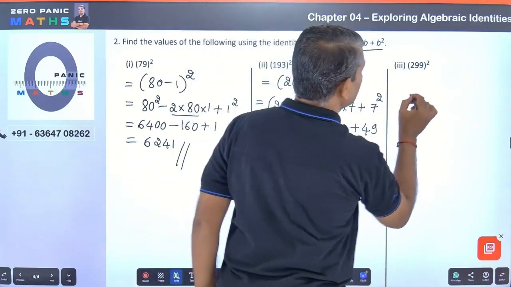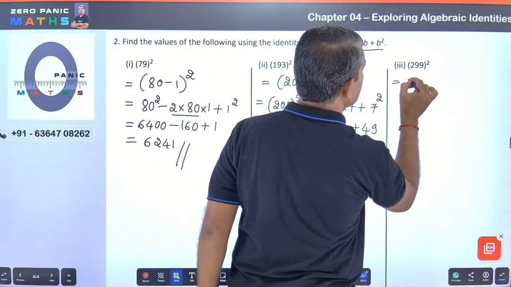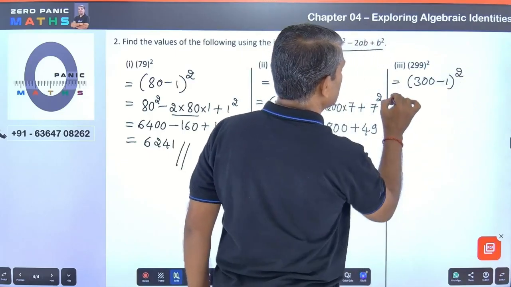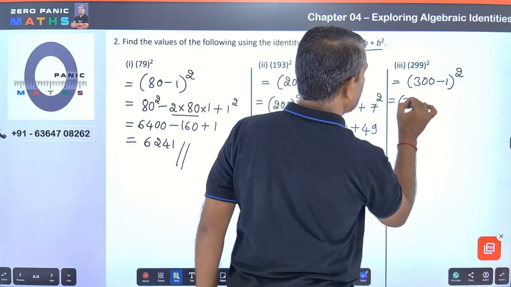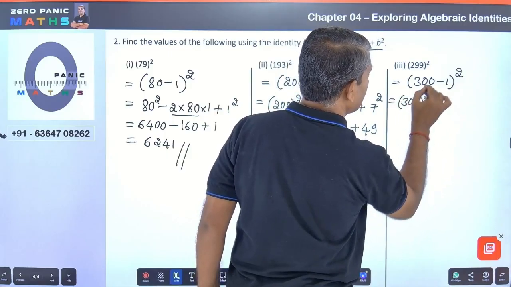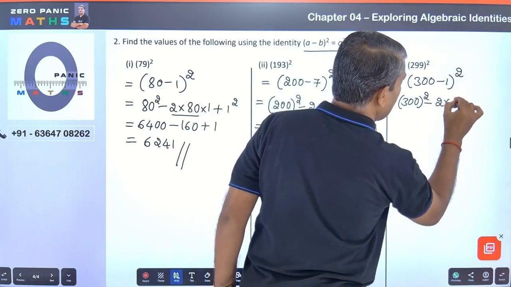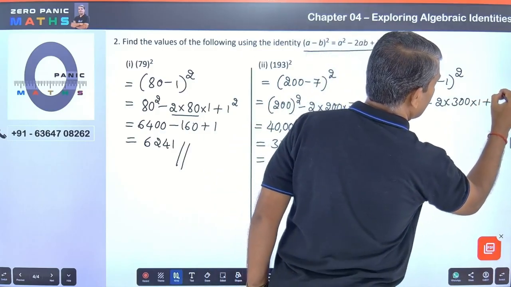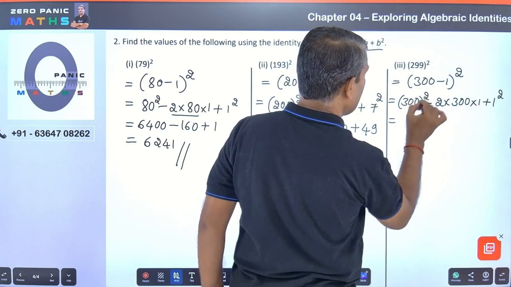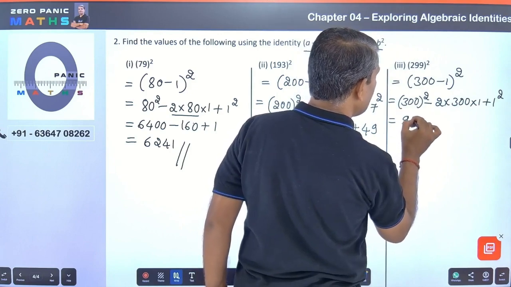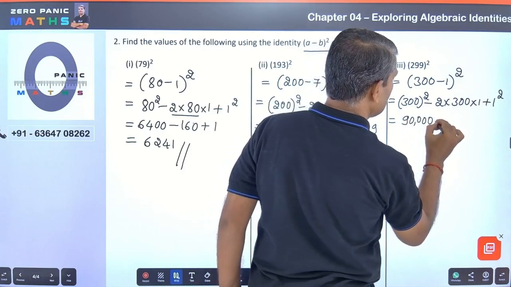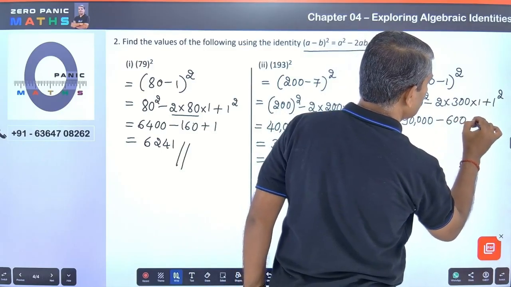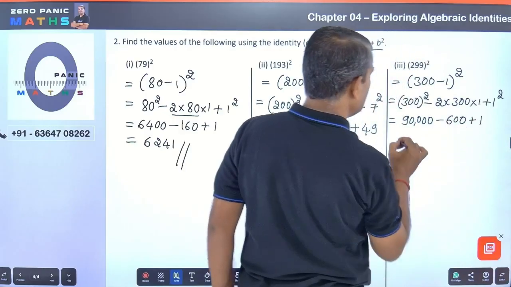Let us do the same thing in the third problem also. Here it is 300 minus 1, which makes it 299. 300 is a little bit bigger number, but we can calculate the square easily. A square minus 2a, that is 300, and b is 1 here, and 1 square, it is b square. 300 square is 9 followed by 4 zeros, that is 90,000. Minus 2 into 3, that is 600 followed by 2 zeros, multiplied by 1, it is 1, and 1 you can keep as it is.